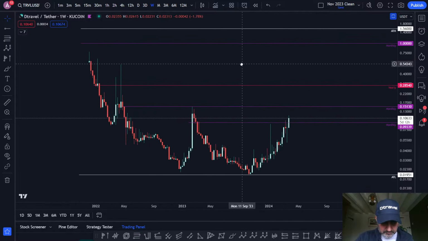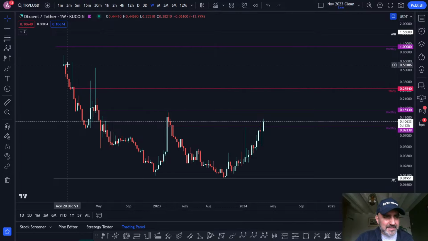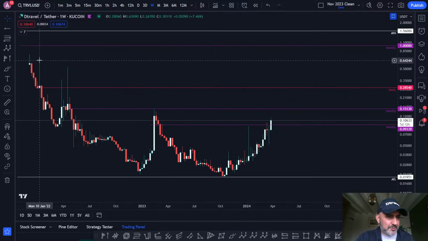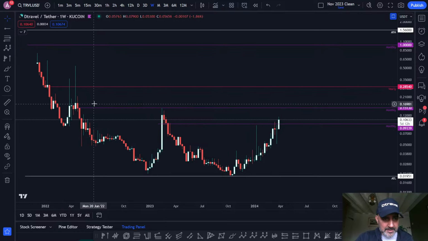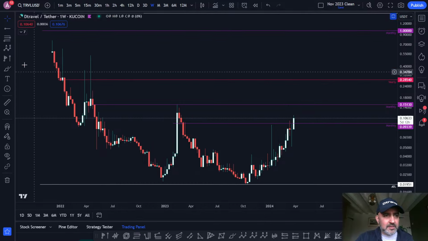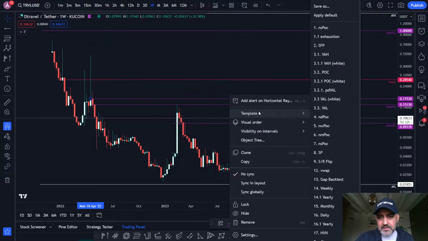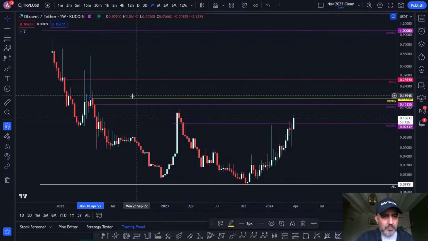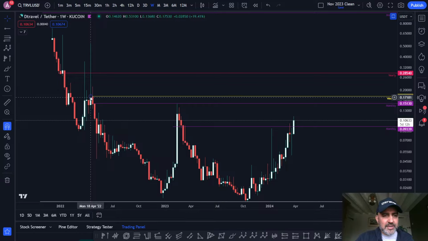Now, these are all tapped, you see. You see how the wicks go up, they clear the liquidity, the price comes down. The wicks go up, clear the liquidity, the price goes down. This one is not tapped. This one is going to probably act as resistance, and will probably need to be flipped. You see that? So I think that's quite a strong level there.